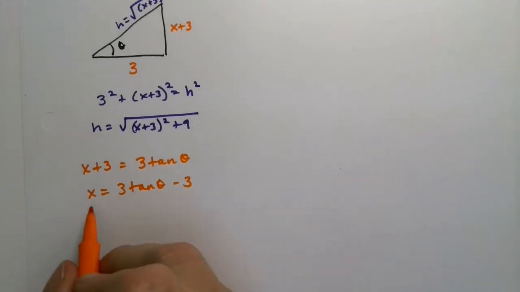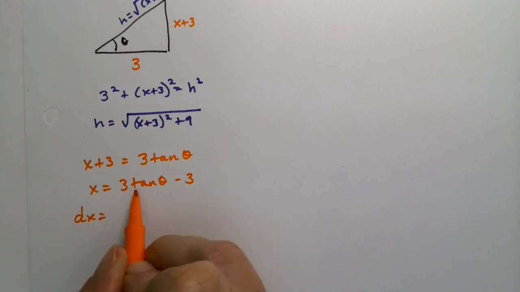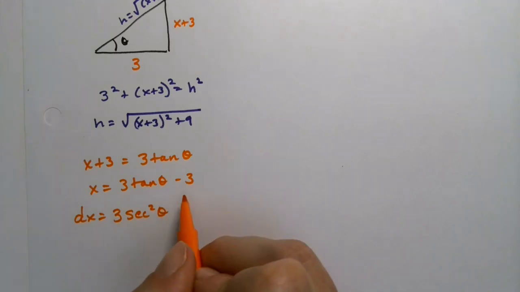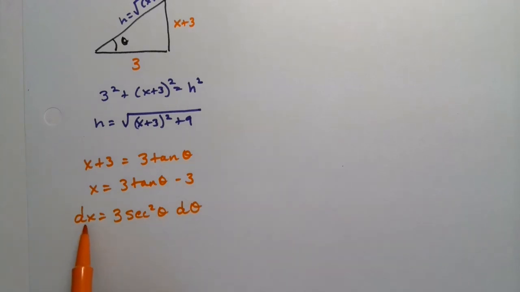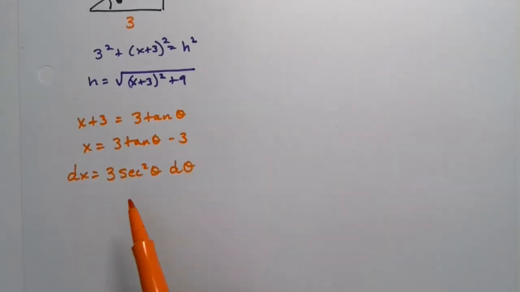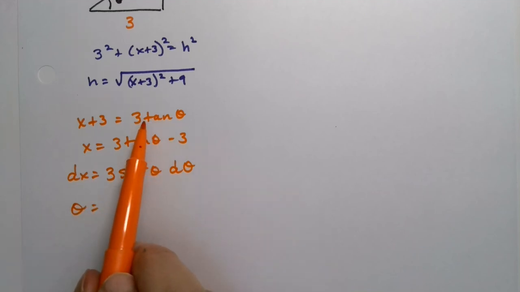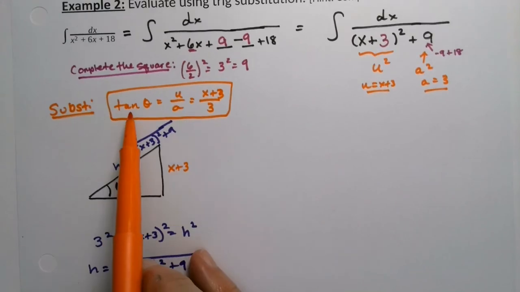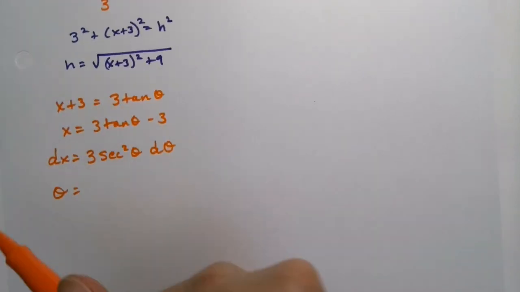And then dx is the derivative of that. dx would be the derivative of tangent, which is secant squared. So it's 3 secant squared of theta. The derivative of 3 is 0, so that's gone. And then d theta. So that's dx. I'm going to need that piece for that numerator up here, dx. And then theta would be, well, let's see here. If the tangent of theta is (x plus 3) over 3, then theta would be the arctangent of (x plus 3) over 3. So we'll just kind of keep that in mind.